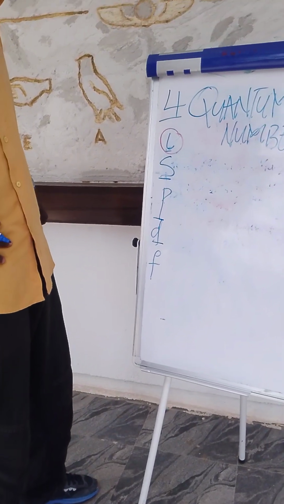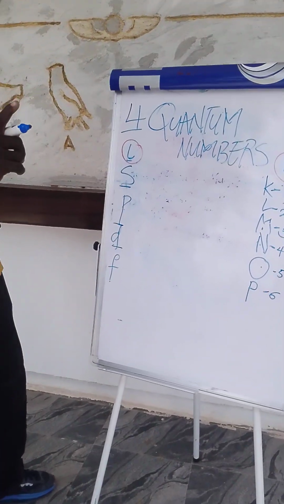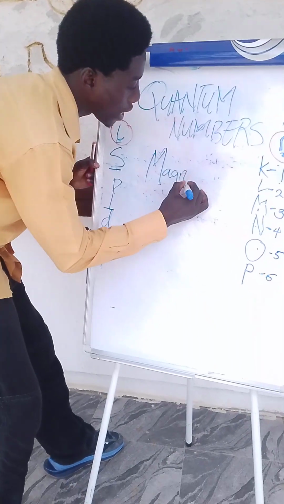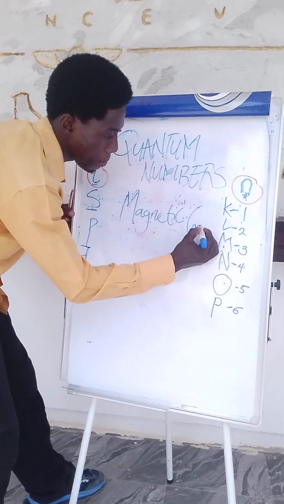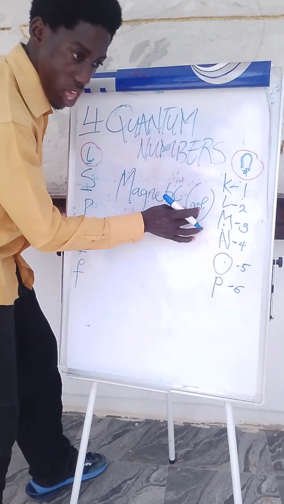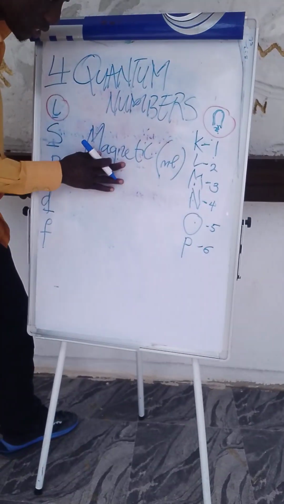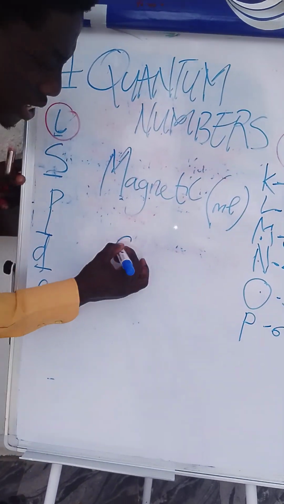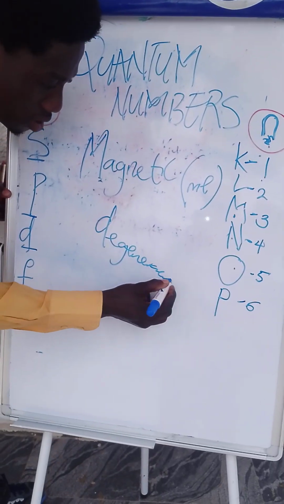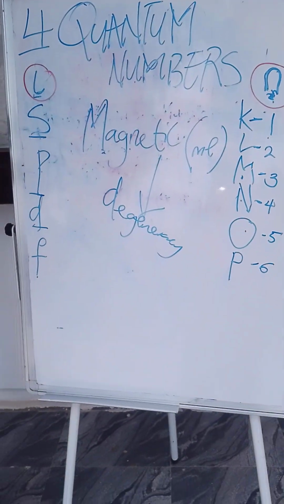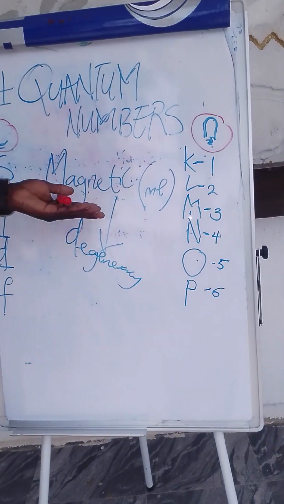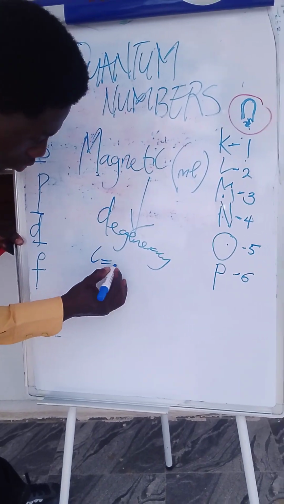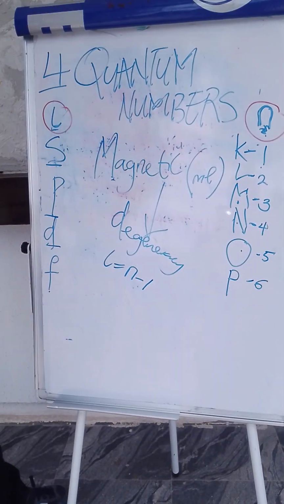Alright, that's for azimuthal. I think the next thing you should understand before we go into calculation is the magnetic. Our magnetic is represented by M of L. Now, this magnetic is just telling you about the degree of degeneracy. Nothing much under magnetic actually. The formula for finding magnetic is your magnetic L equals N minus 1. Are you with me?